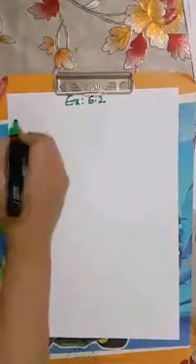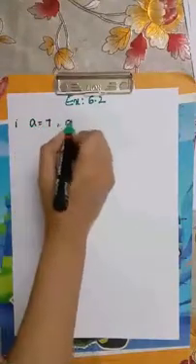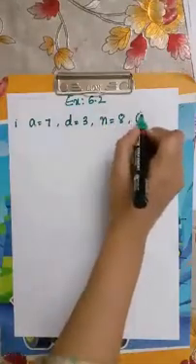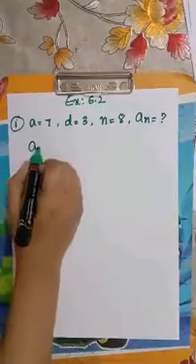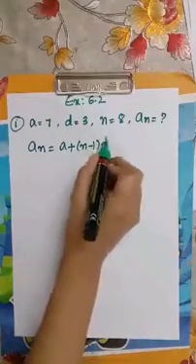Exercise 6.2. Again, this exercise is based on the nth term. Fill up the blanks in the following table. Given that A is the first term, D is the common difference, AN is the nth term. First bit, first one. Given that A is equal to 7, D is equal to 3, N is equal to 8, we have to find AN. Very simple. The nth term formula is A plus N minus 1 into D.